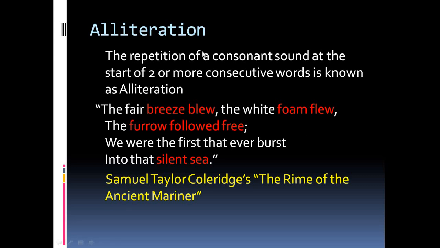Repetition of a consonant sound. This is the consonant sound, B does not fall on a vowel, right? So breeze blew, foam flew starts with F. The furrow followed free, two or more consecutive, so it can be three also. F. Furrow followed free. Silent sea, S. So where the consonant sounds repeat in two or more consecutive words, it is called alliteration.